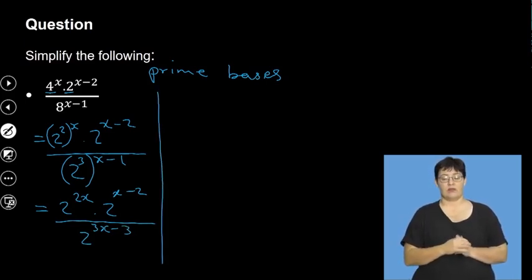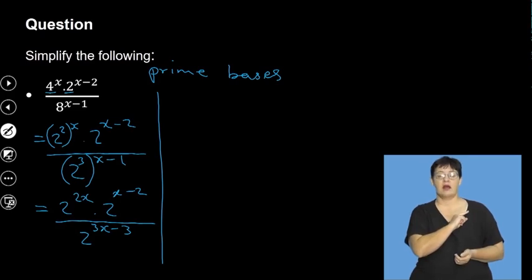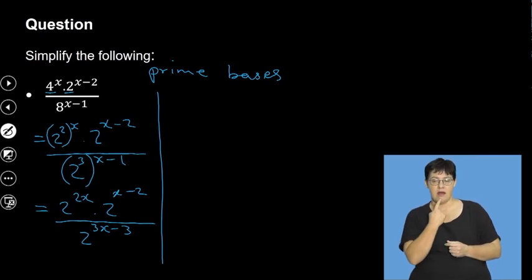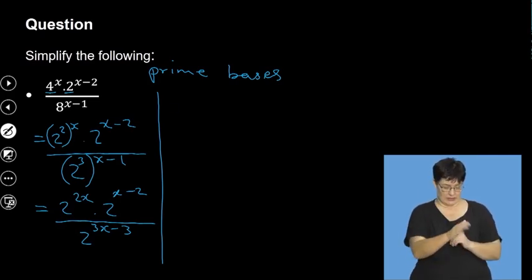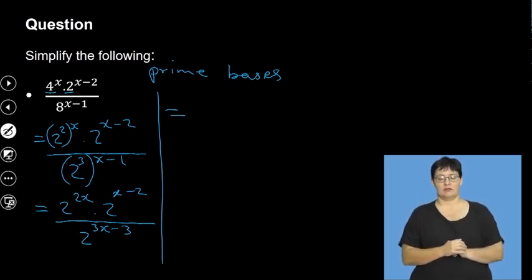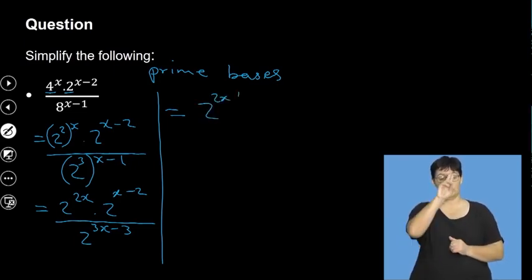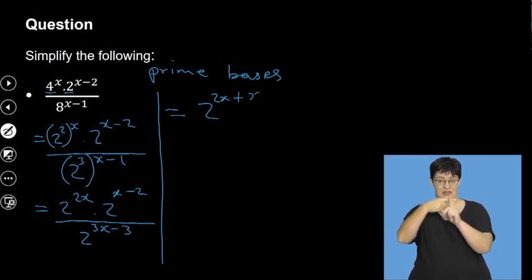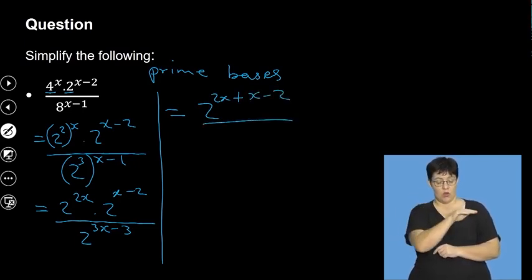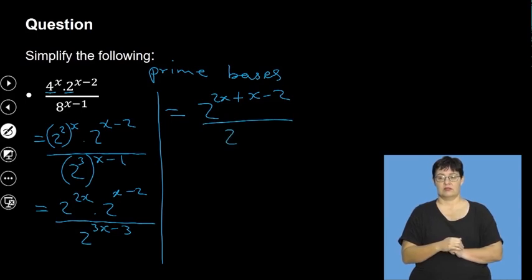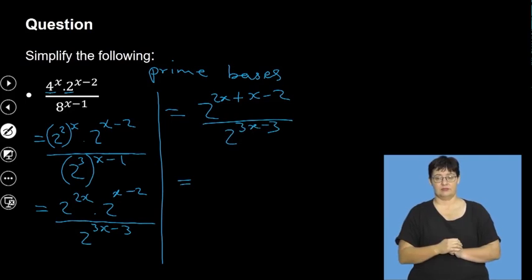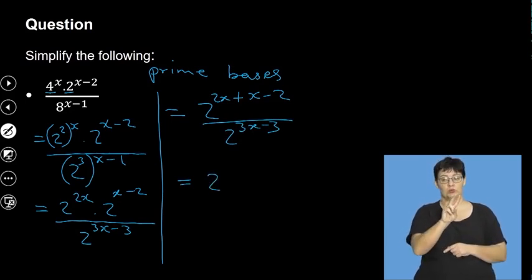Then, because we have both multiplication and division, we'll start with multiplication and then apply the division after, so that I don't confuse you guys. So, at the top, I'll start with multiplication. That will be 2 to the exponent of 2x plus x minus 2 over, I'll rewrite my denominator as is, which is 3x minus 3. And this will give me 2 to the exponent of 3x minus 2.